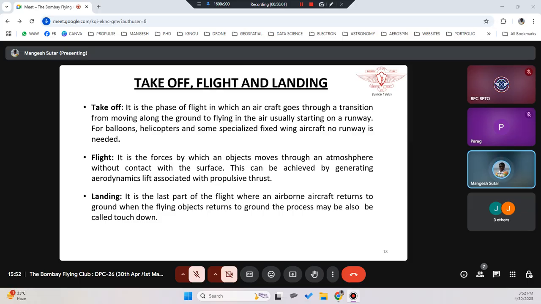Normally when we land the drone or the aeroplane, we say touchdown successfully, or when we are going into the landing position, we say proceeding for landing. These are the terminologies we will be using when we are actually doing our practicals.